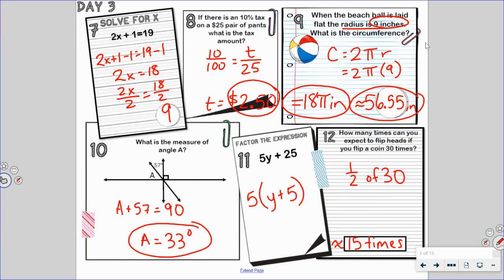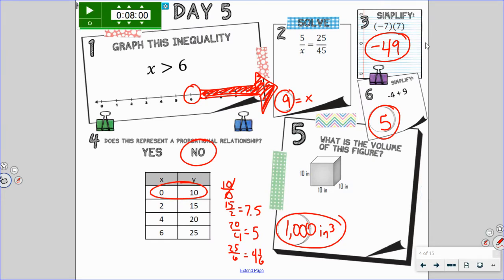All right, next up, I'm going to go to day 5. Again, I'm not sure yet if I'm going to put that on, but if I do, pause, finish day 5, come back, and check your answers. And to the second page.